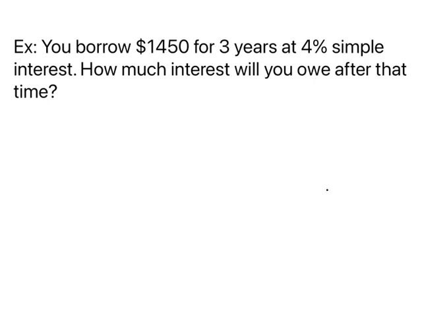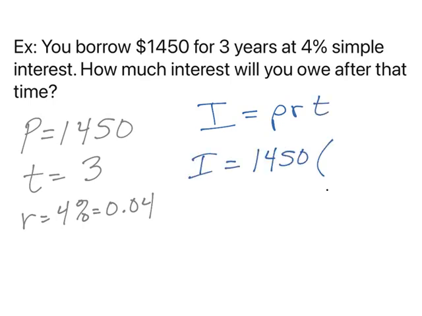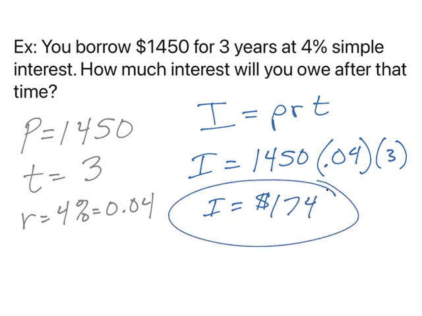So first I'm going to recognize my pieces. The principal is $1,450. The time is 3, and the rate is 4%, which is 0.04. So the I equals PRT. Let's go ahead and plug in what we know. 1,450 times 0.04 times 3. And when I multiply those together, the amount of interest is $174. So after 3 years, that's the additional money you would pay due to interest.